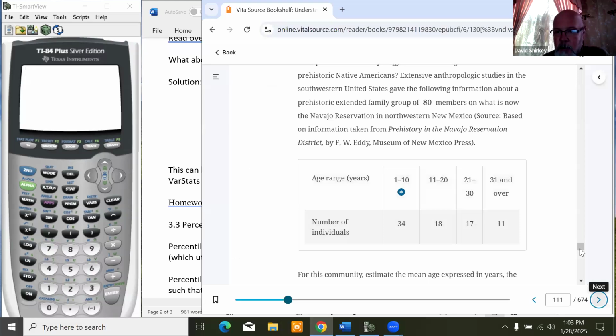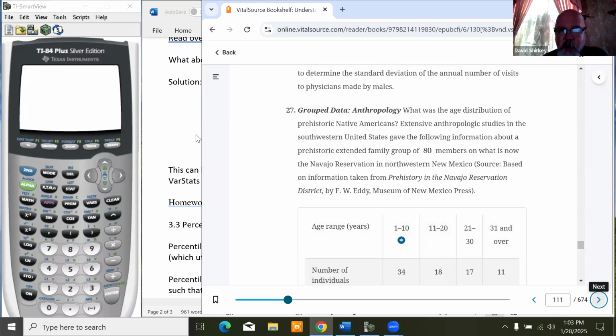So I'm going to bring up this problem for us to look at. This is problem 27. It's on page 111 in your T-book. And I recommended, if you look under the recommended homework, problem 28 for you to be able to do this, all right? So what was the age distribution of prehistoric Native Americans? Extensive anthropologic studies in the southwestern United States gave the following information about a prehistoric extended family group of 80 members on what is now the Navajo Reservation in northwestern New Mexico, and they give you the source.